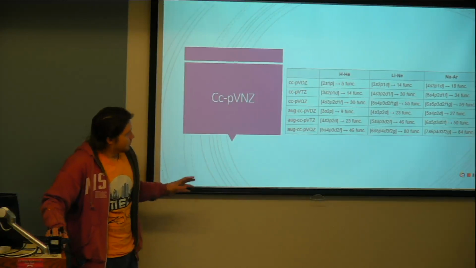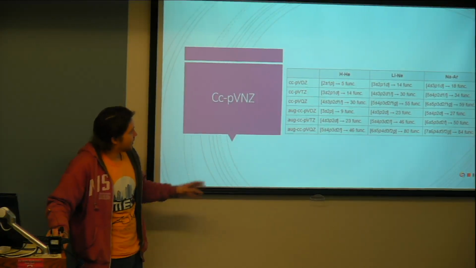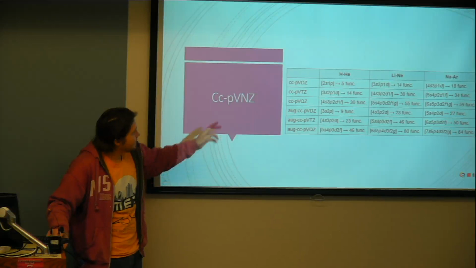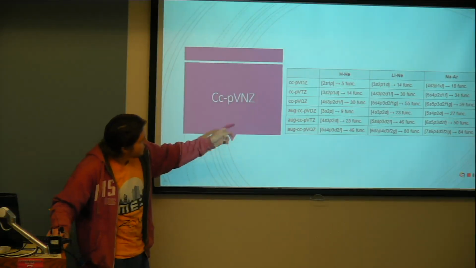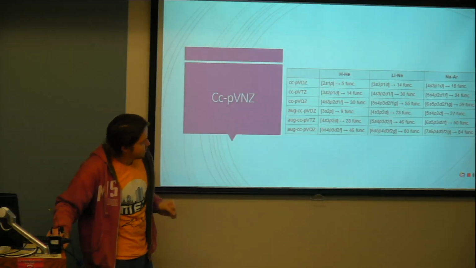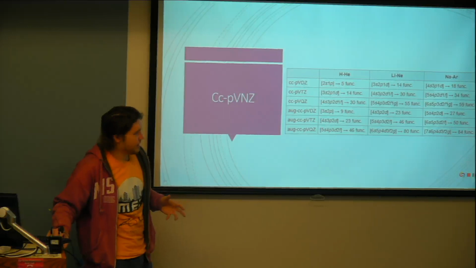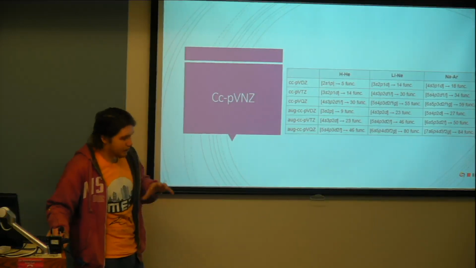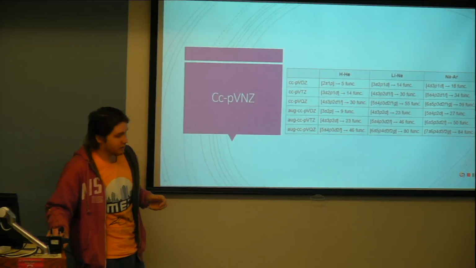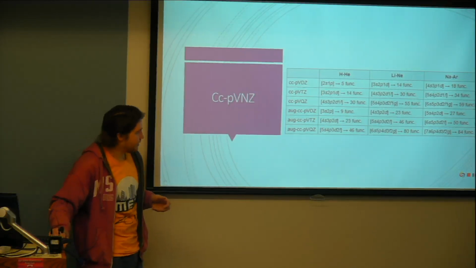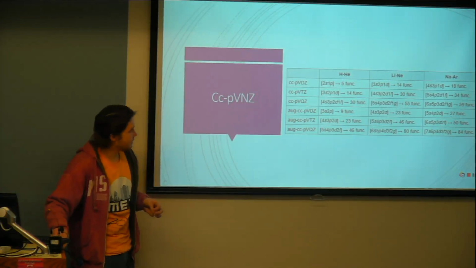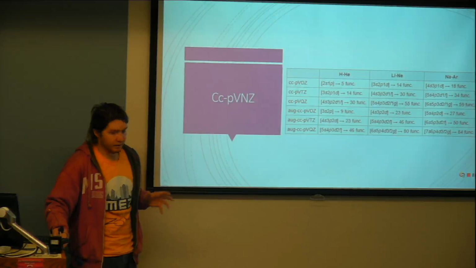So just to show you how many equations we're talking about, for the cc-pVNZ, this is the list of functions that you would do for a molecule, for an atom, depending on where that position is in the periodic table. For even a hydrogen, it's 5 functions just for that.